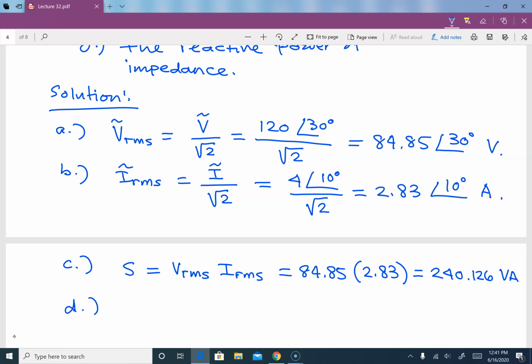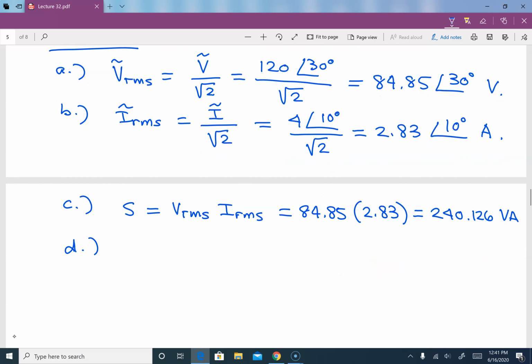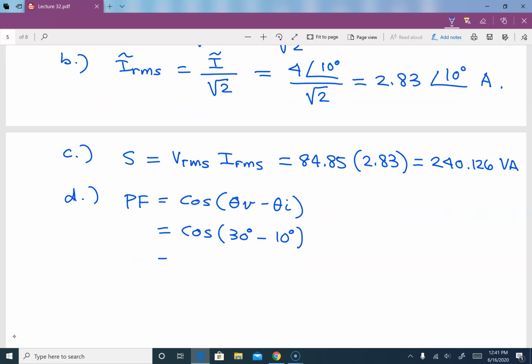For letter D, we are looking at the power factor. So our power factor is equal to cosine of theta V minus theta I. In this case, that is cosine of theta V, which is 30 degrees, minus theta I, which is 10 degrees. From that, that is equal to cosine of 20 degrees, which is equal to 0.94. So our power factor is 0.94. However, this is not a complete answer. We have to indicate whether it is leading or lagging.